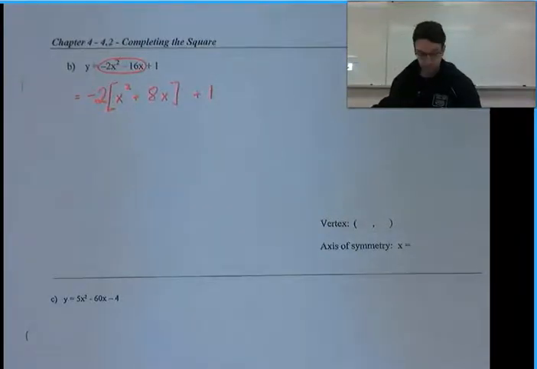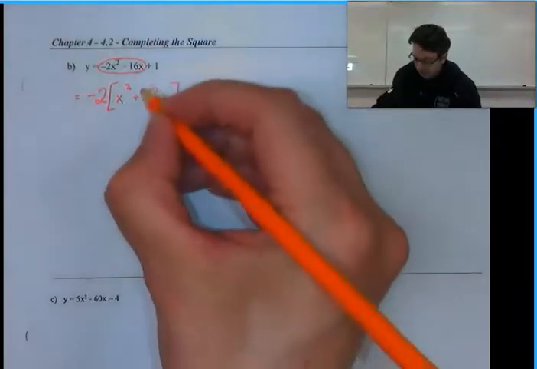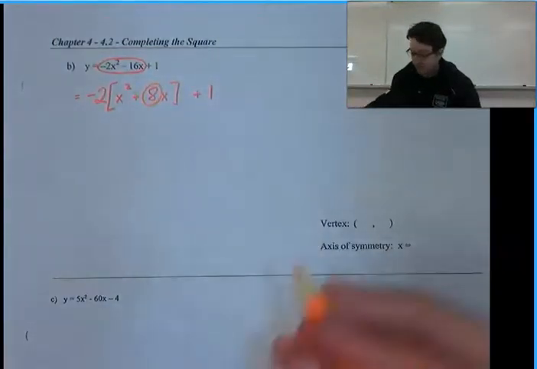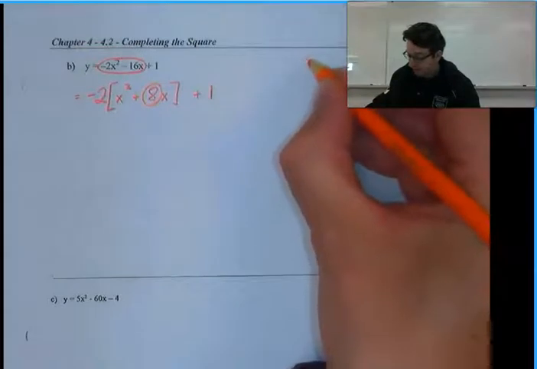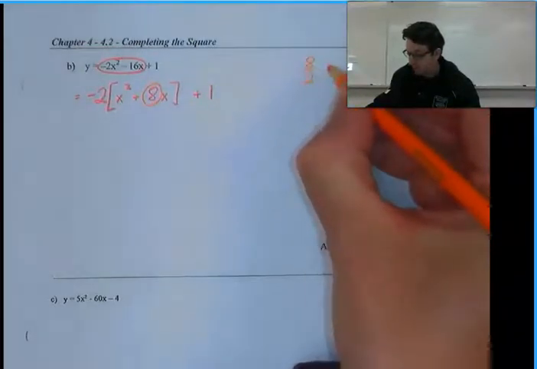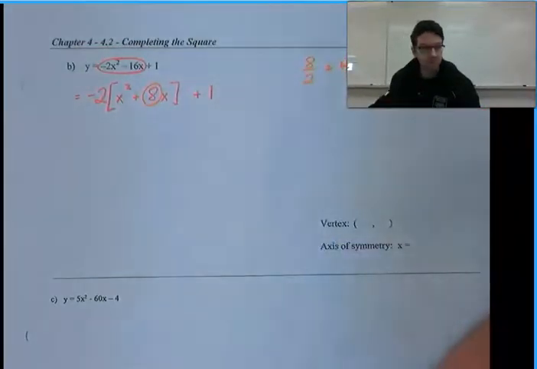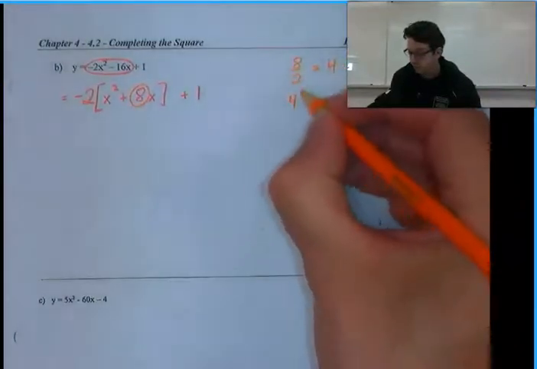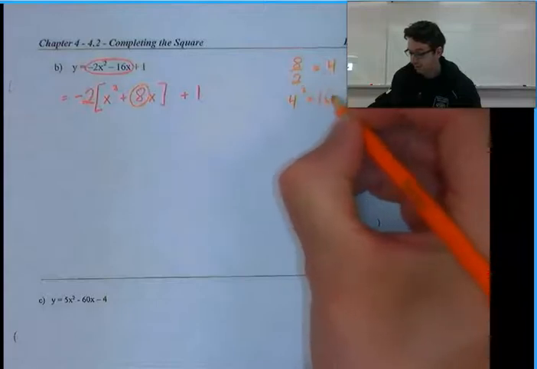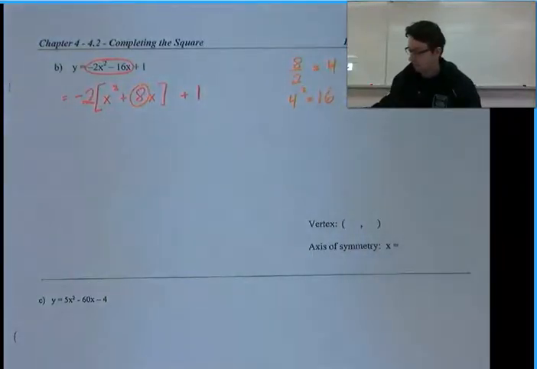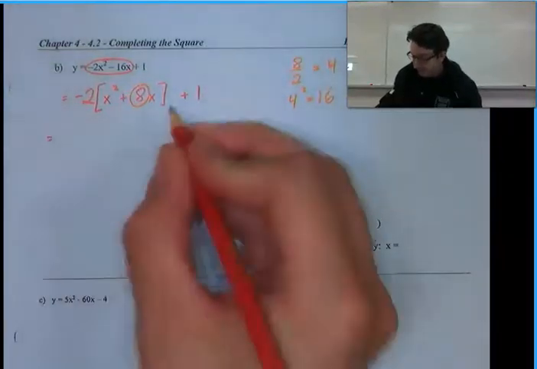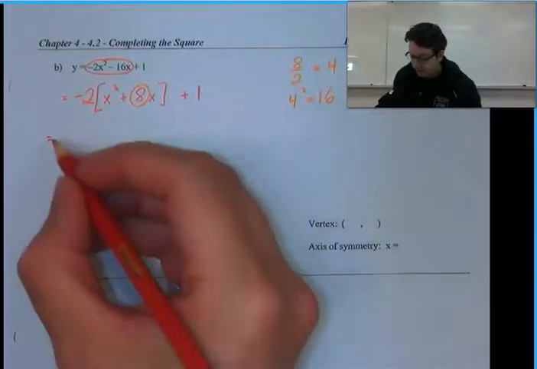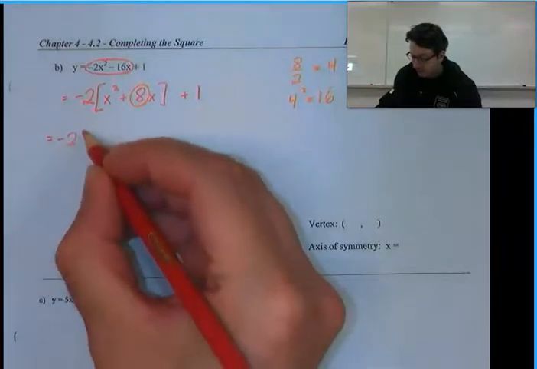Now, look at this term. Take half of that term. So let's do this at the side here. So 8 divided by 2, that's 4. Okay. Square that, so 4 squared, that's 16. So now what we're going to do is inside this bracket here, we're going to add 16 and then subtract 16.